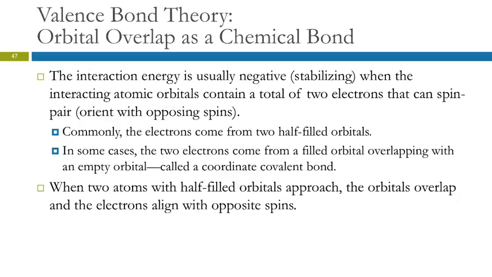So when we have two atoms with half-filled orbitals and they start to approach each other, as the orbitals overlap, the electrons align with opposite spins, and that's what forms the bond. Any questions?